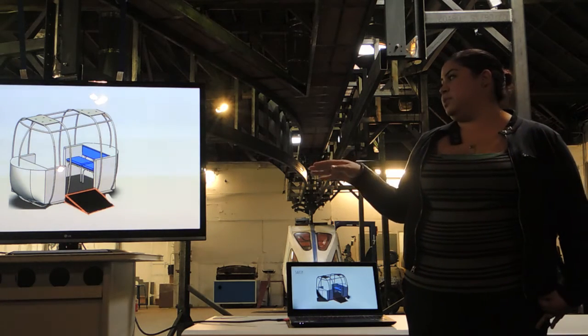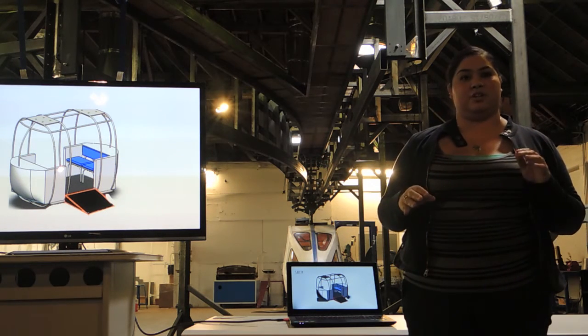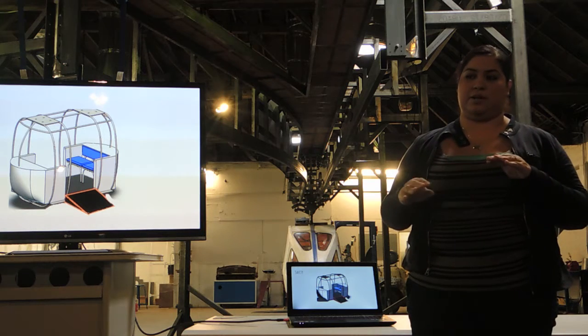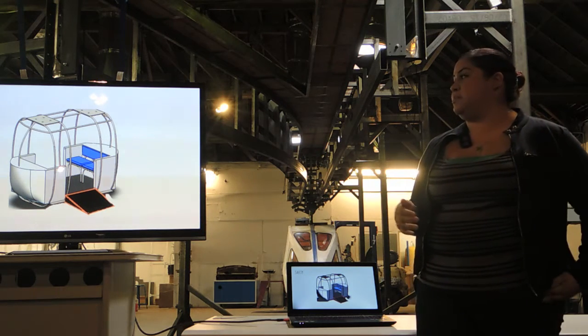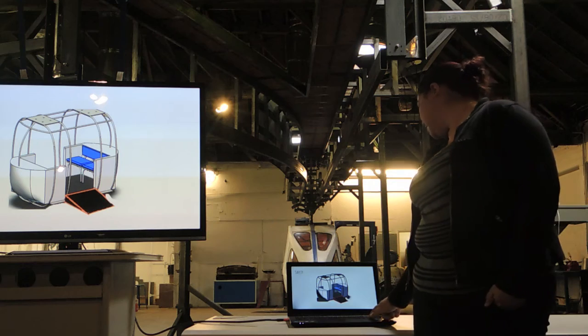We want to make sure we look at whether it's going to be flush to the level of the station. So we need to keep that in mind as a factor as well.